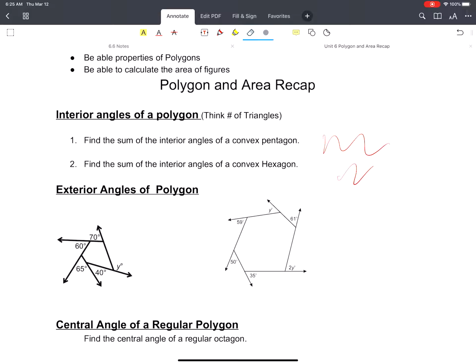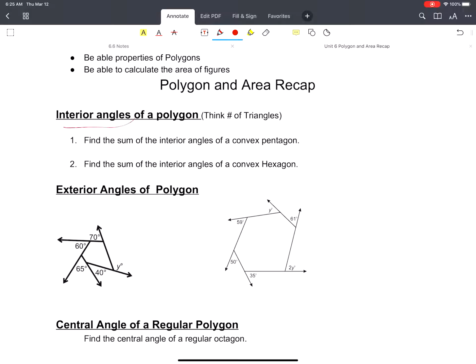Hello, and today's video is a short review on everything from chapter 6 that we've learned so far. Since our unit is mostly about finding area and perimeter of polygons, let's start off with a couple of things that we already know about polygons.